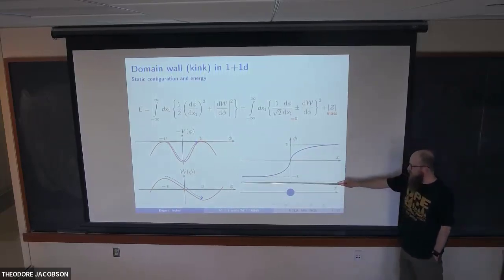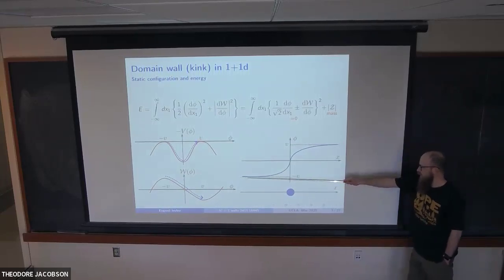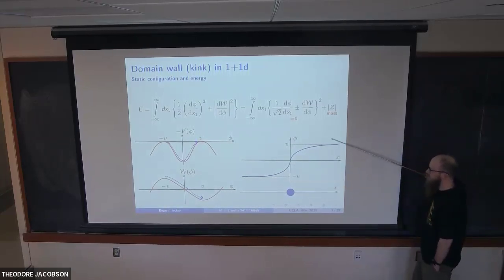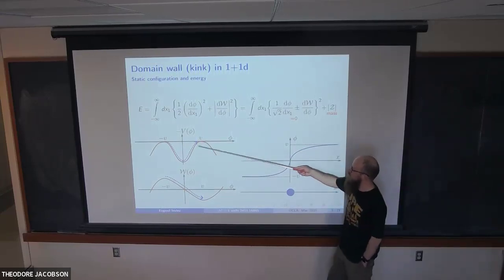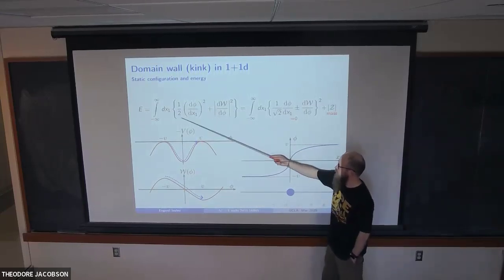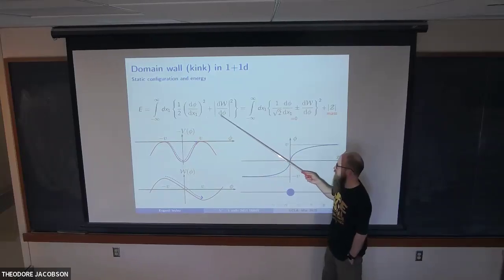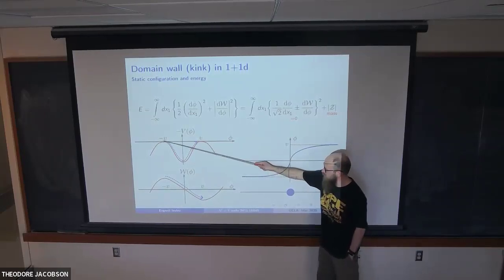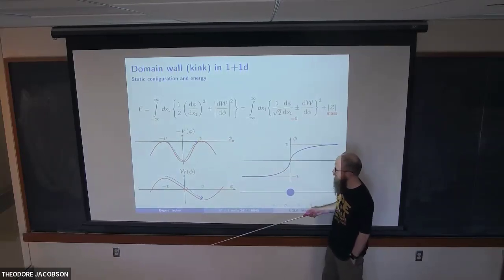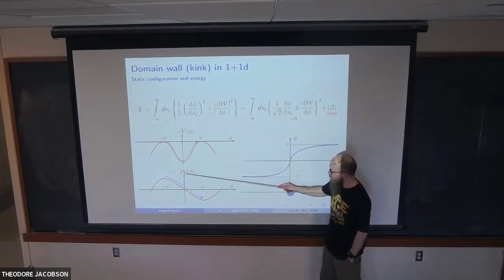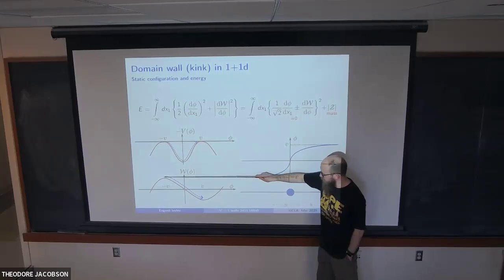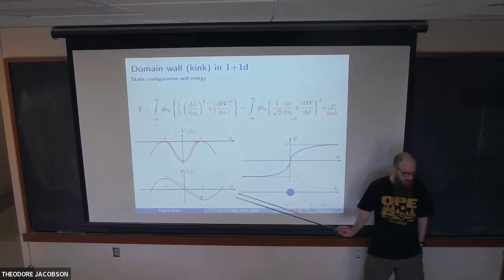And on the level of picture, so you have a kink that interpolates from vacuum phi equals minus V to vacuum phi equals V, right? So in terms of this energy functional, this energy functional looks like a particle in an inverted potential, so it interpolates from one potential to another. And in the picture of what we're going to call the superpotential, the solution flows from one extreme point to another extreme point.